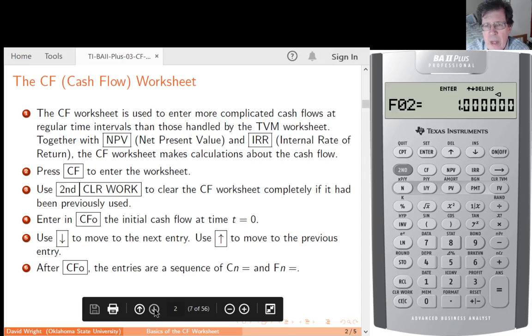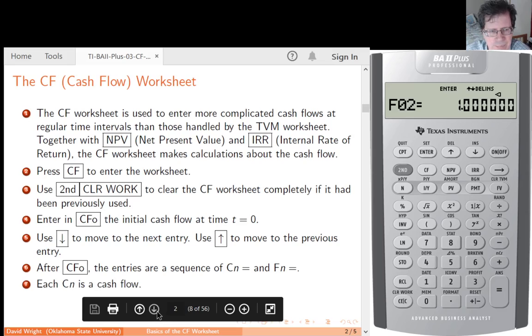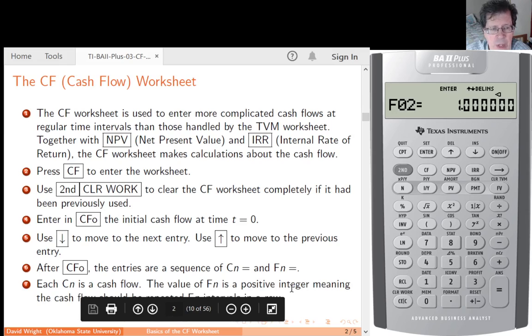And so after all that, you have in the cash flow after CFO a sequence of numbered C's and numbered F's. C1, F1, C2, F2, C3, F3, etc. The TI BA2 Plus Pro limits you to only 24 different cash flows. But the repetition number allows us to be a bit more flexible in solving problems. Each CN is a cash flow. Each FN is a repetition number. All right. Okay, so let's go and see an example of this.